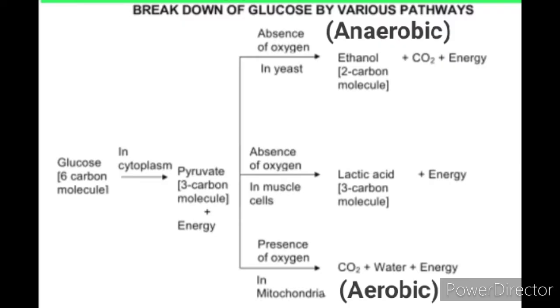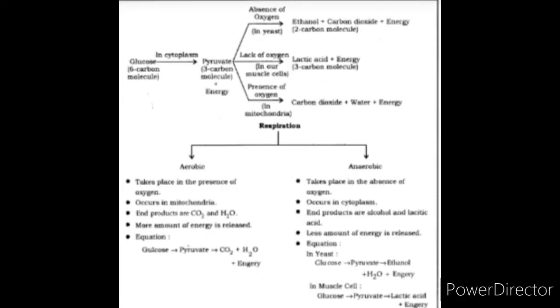If the organisms are using oxygen, they are called aerobes, or the respiration is called aerobic respiration. If the organisms do not use oxygen, they are called anaerobes, and the respiration is termed anaerobic respiration. Now I am going to explain the breakdown of glucose in presence of oxygen, that is aerobic, and in absence of oxygen, that is anaerobic.